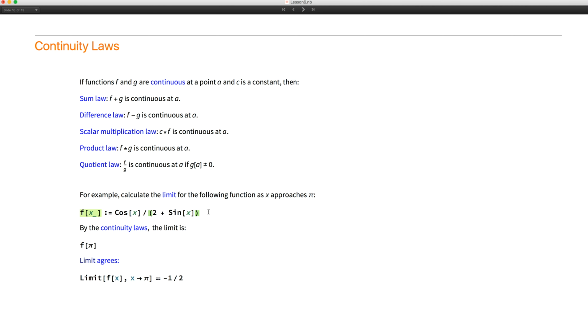So here's the function f. It looks pretty complicated, but then you think about it and say, oh yes, cosine is continuous, so is sine. Now you're dividing over here, you're adding over there, etc. So by the laws of continuity, this function is continuous. And if you find the value at pi, the answer is the same as the limit at pi. So that's a powerful way of showing that a function is continuous, namely to apply the laws of continuity, just like one could apply the laws of limits.